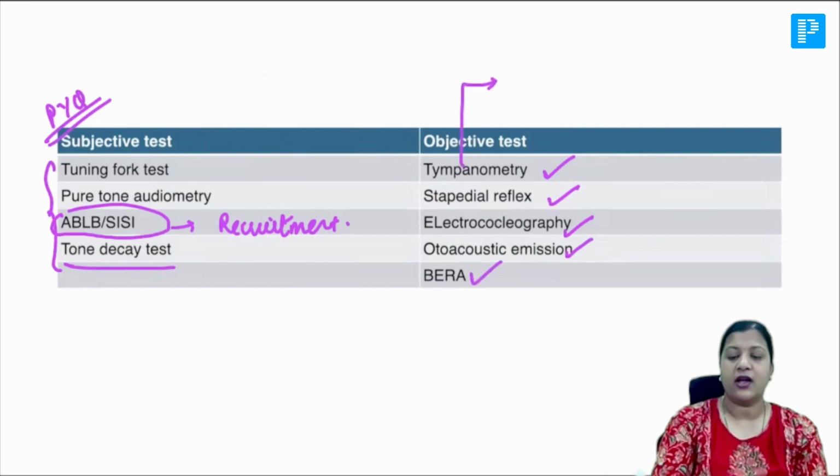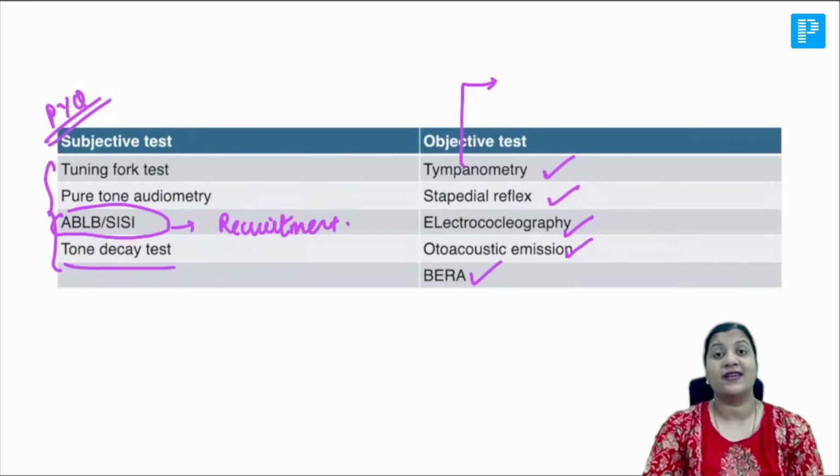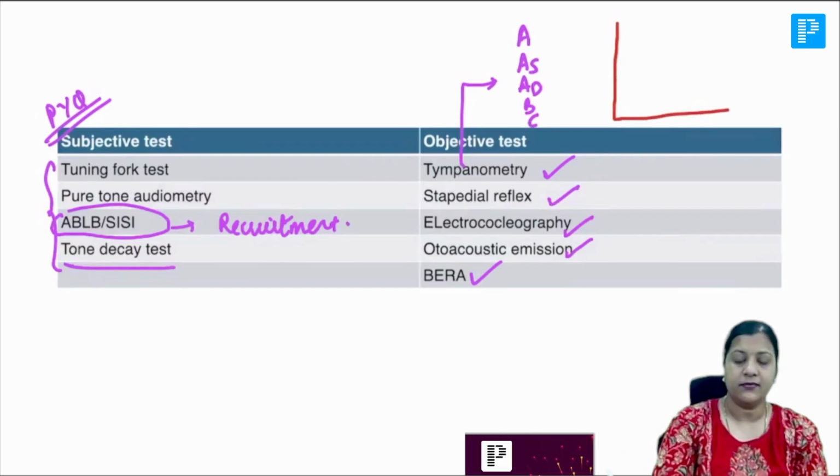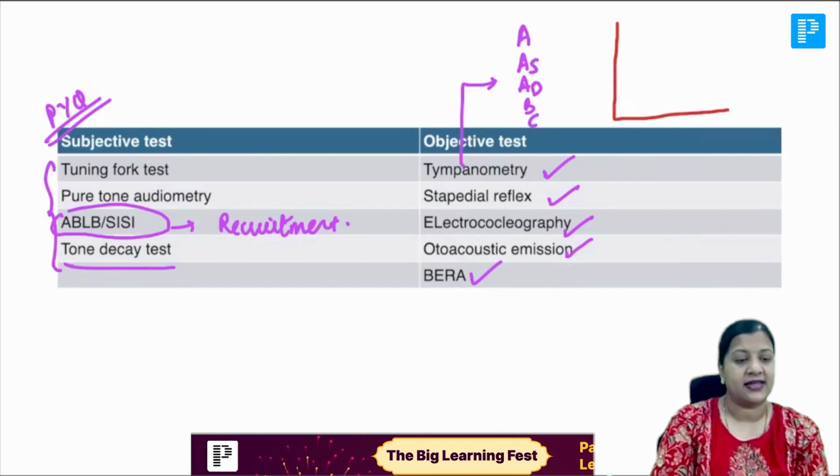Now, tympanometry, let's quickly recall. In tympanometry, we see different graphs. Can you all tell me where you get A, AS, AD, B, and C?